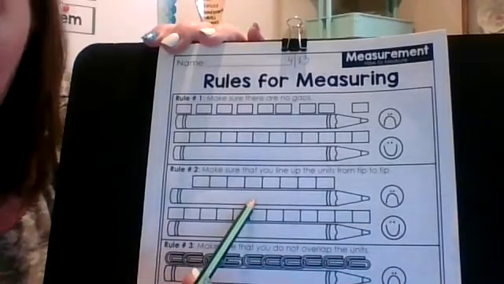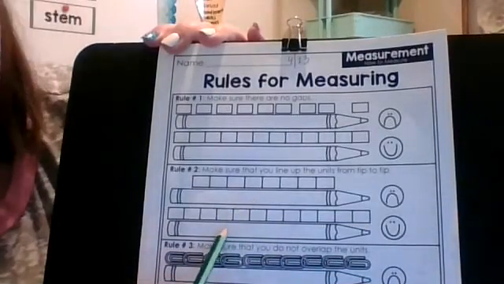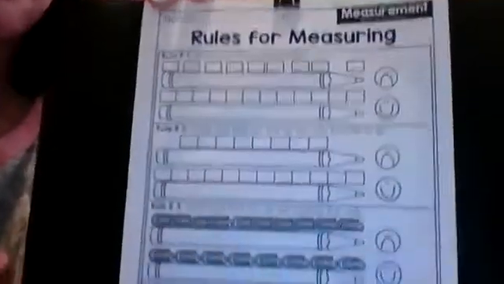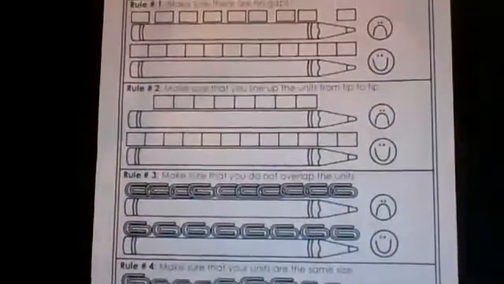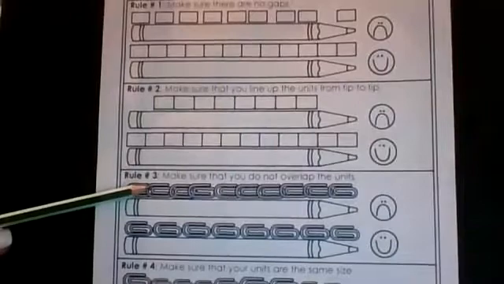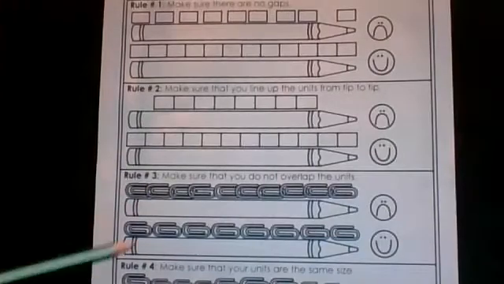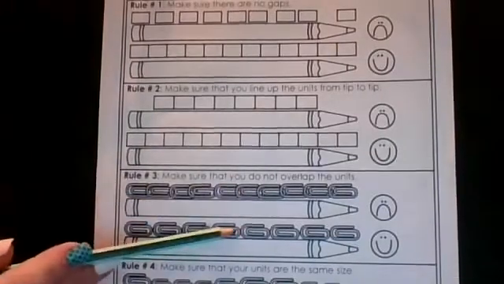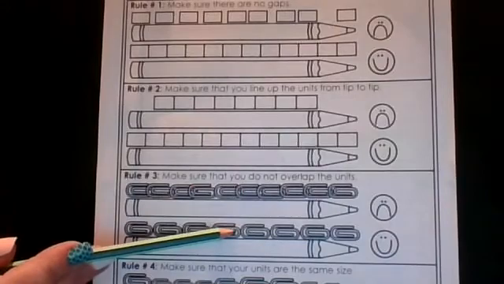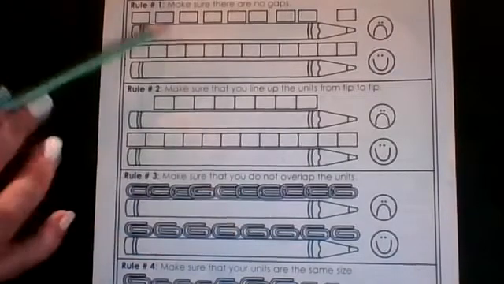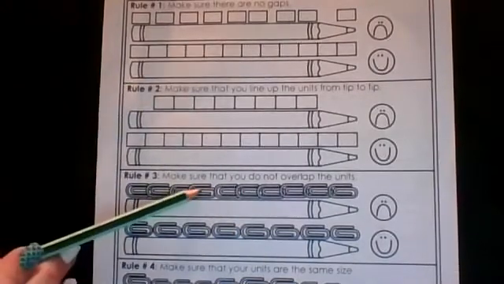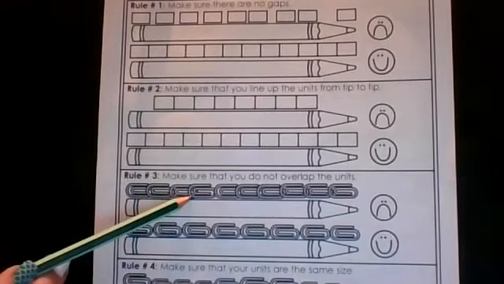This is only part of the length of that pencil. One is the full length. That's why it has the happy face, okay? All right, rule number 3, make sure that you do not overlap the units, okay? So if we're using paper clips, it has to be touching end to end, okay? So they have to be touching, but they cannot be overlapping, okay?